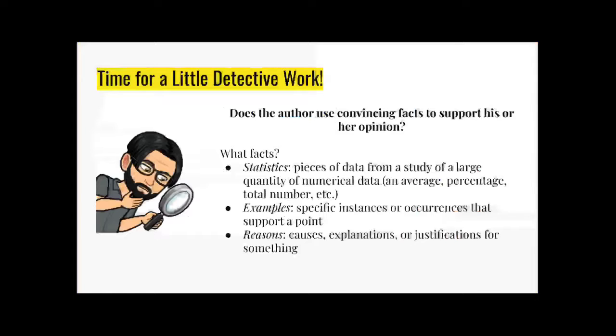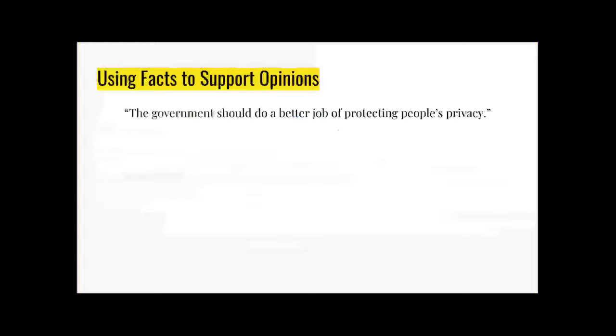Statistics are pieces of data from a study of a large quantity of numerical data. Okay, that may or may not make sense, but to kind of help you understand, it could be an average, a percentage, or maybe even a total number of something. Examples are specific instances or occurrences that support a point. And finally, reasons are the causes, explanations, or justifications for something. Once again, an author needs to use facts to support opinions.